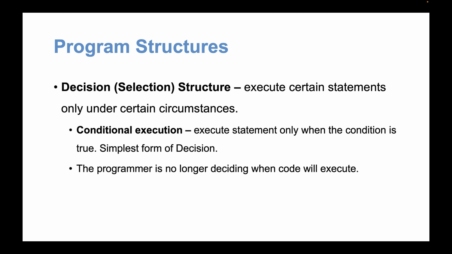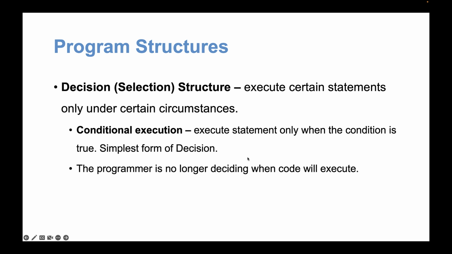And a decision structure in its simplest form is basically when we are providing an output based on the input that has been provided. So in a conditional execution, we basically make a decision based on the input that has been provided. So in this case, the programmer is no longer deciding when the code will execute. It's the person who's using that program.